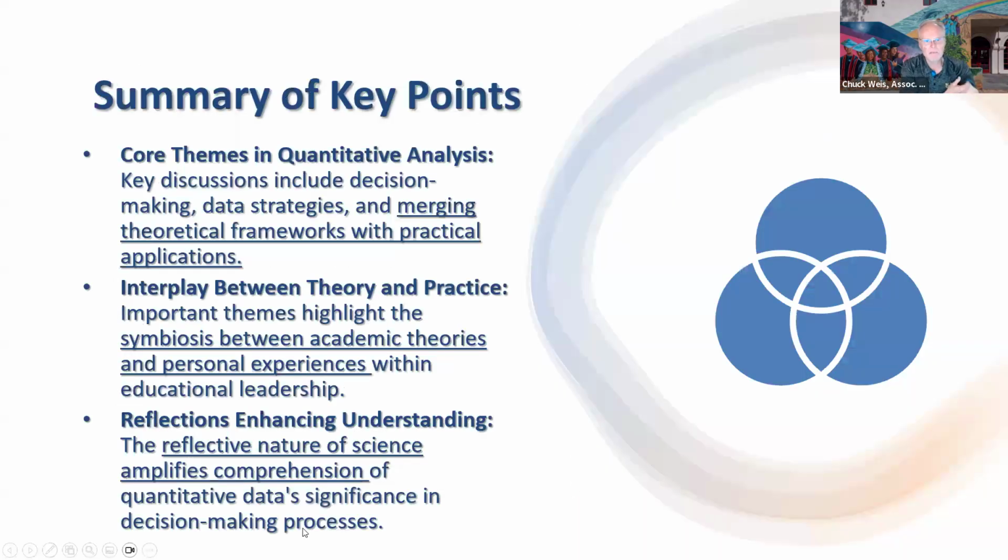So the summary of the key points for this chapter are the merging of theoretical frameworks with practical applications, the symbiosis between academic theories and personal experiences, making those go together so that they actually make sense and can make changes in school, and then the reflective nature of science, amplifying our comprehension of what we're learning when we collect data and try to apply it to a local educational setting.